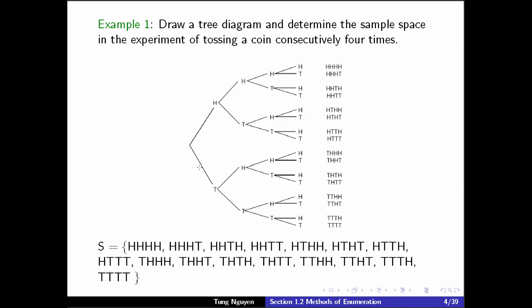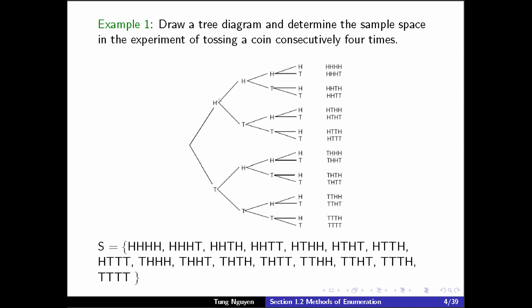So you can see here we start. This is the root right here. We start from the root. We have 2 branches coming out, and at the end of these 2 branches we will write head and tail, representing the possible outcomes for the first toss.